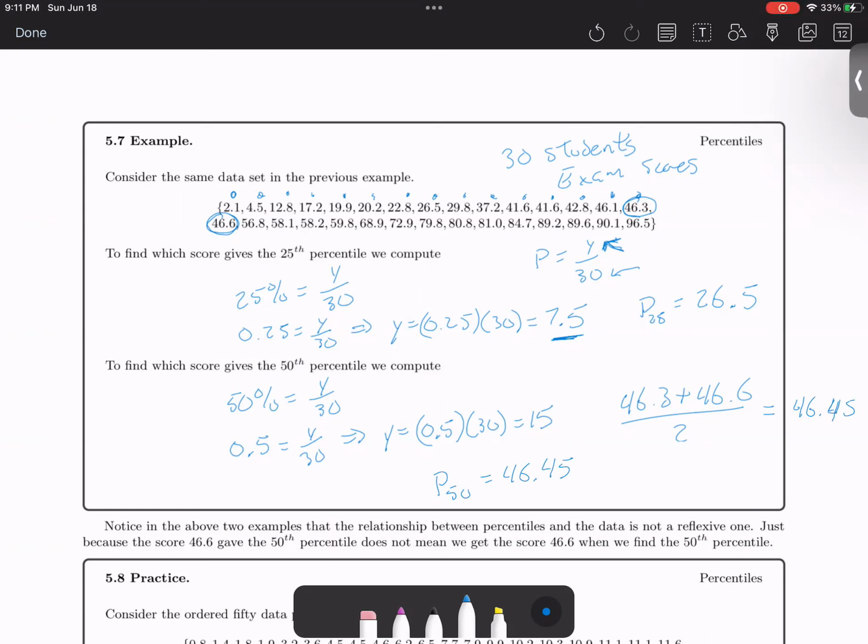So here we have two different cases. If you go through this equation and you find that y is not an integer, right, you have a decimal, then you can count towards the next integer, right? So we had to count 7.5 values, which means that we could take the 8th value. But anytime you go through this equation and you find an integer amount, 15, you can't grab the 15th value. You have to average the 15th and the 16th value to find the point that gives you the right percentile.